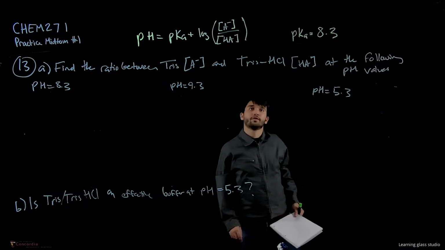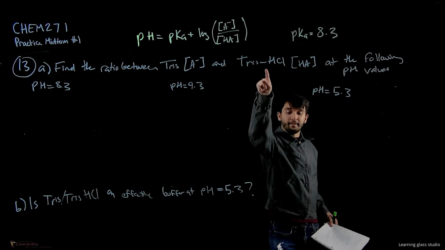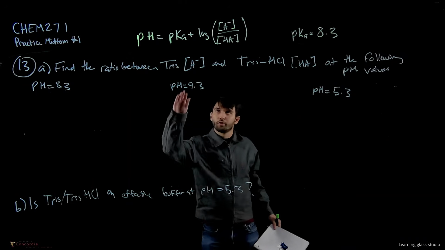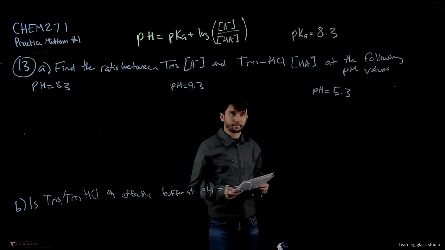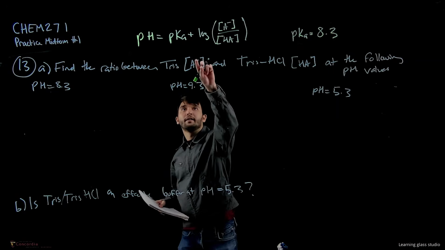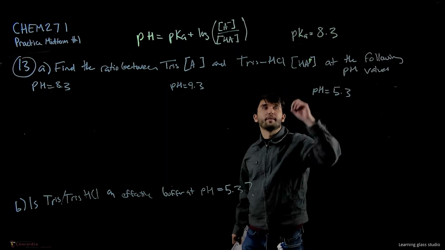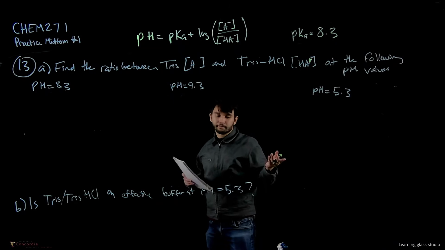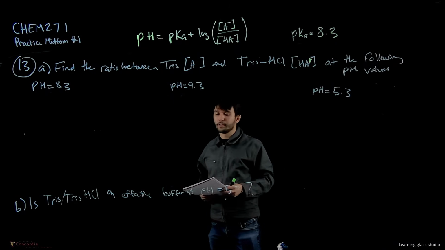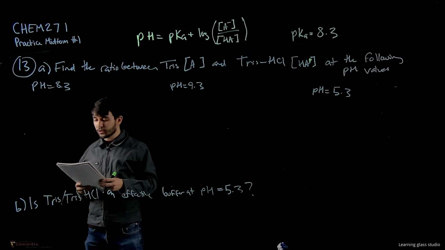In this case, tris HCl is HA because it has the H plus attached to it, while tris is A minus. Actually, it would probably be more accurate to say tris is A neutral and tris HCl is HA plus. That is the more proper notation for this. However, it shouldn't affect the problem too much.